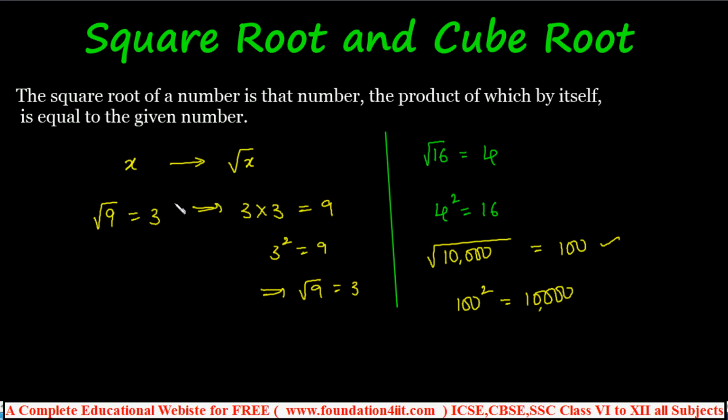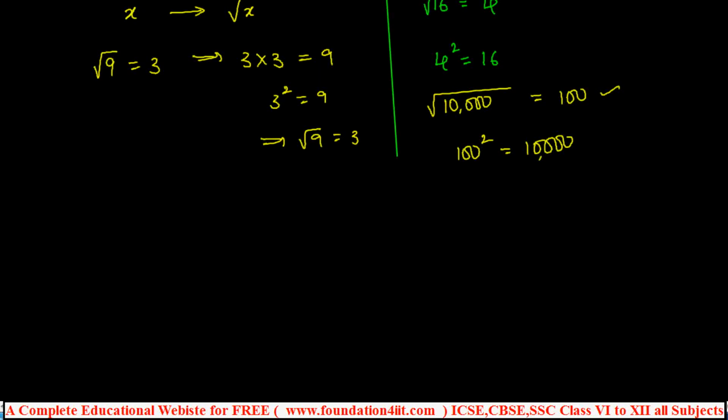Now, how to find the square root of any given number? We have two methods. One is the factorization method and one is the division method. We'll see both methods. First the factorization method concept. For example, let's see a small example. The same previous number, 16. If you want to find the square root of this, we know the square root of 16 is 4 because 4 square is equal to 16.